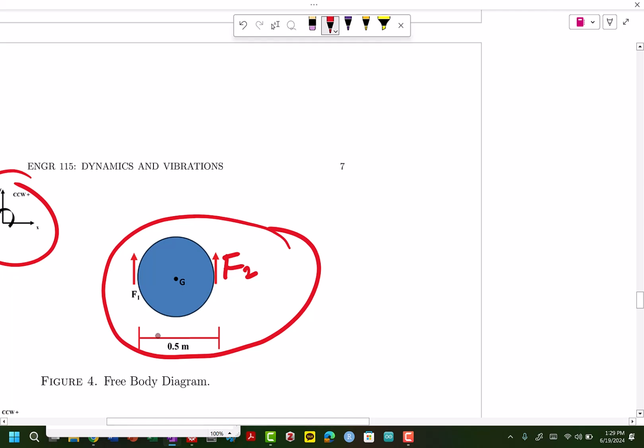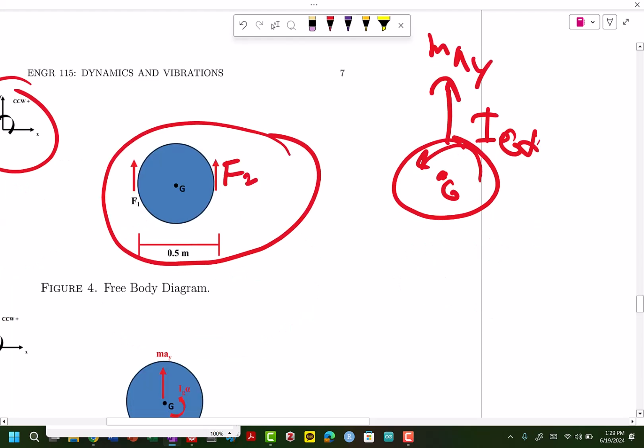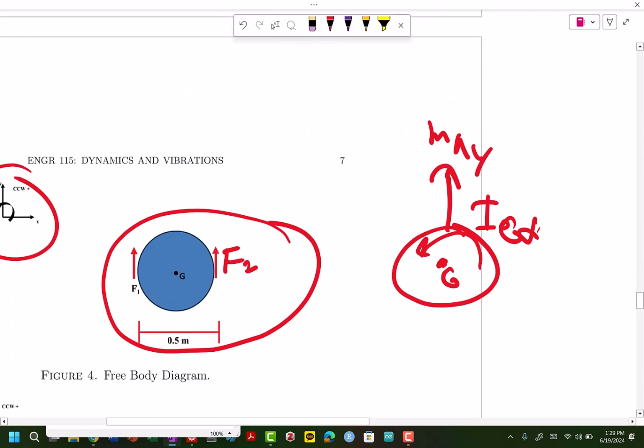We're moving, so there's going to be some acceleration in this direction. For our kinetic body diagram, this is going to be our G, and we're going to have some mass times acceleration in the Y direction. And there's also going to be some angular IG alpha right here. So our body's going to be spinning as well, and you can see our spinning direction here. So this is our kinetic body diagram.